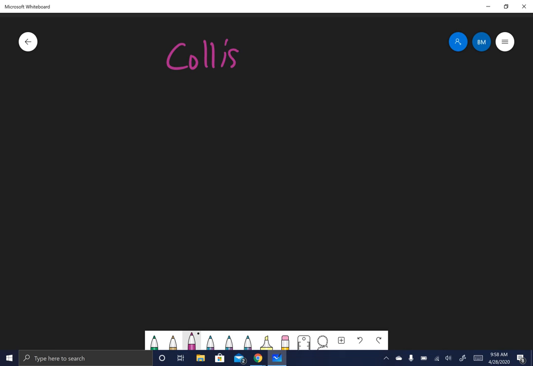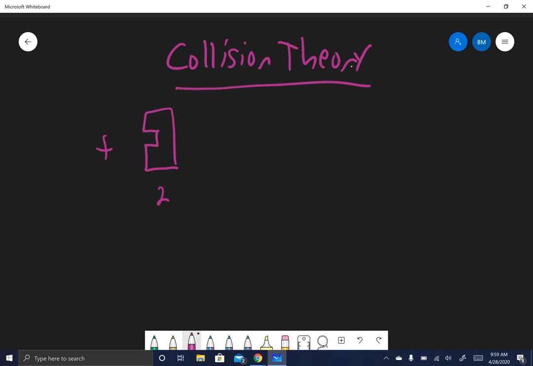So, collision theory basically, if reacting particles don't collide, they don't react, right? And I use the analogy of an enzyme with a substrate. Let's say you have two particles. There's reactant number one and then reactant number two. It's not going to be perfect, but let's say it just looks like that.